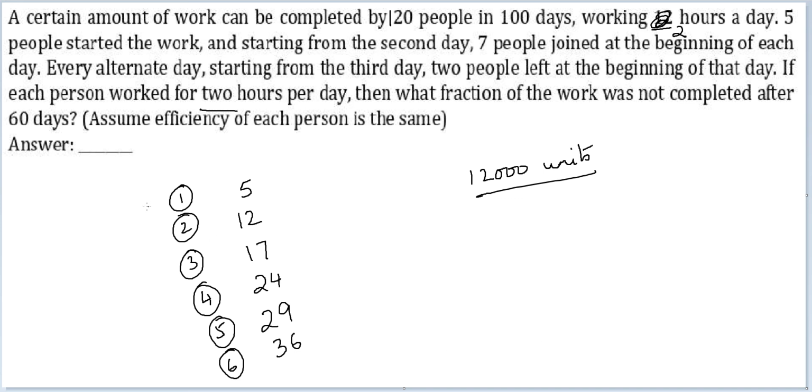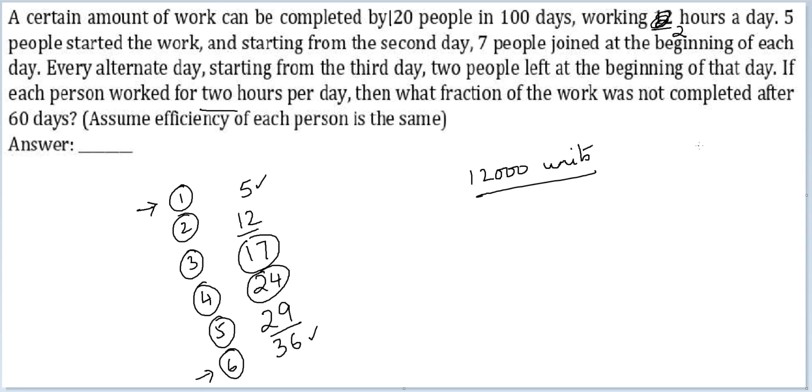Now what I want you to focus on is the first day and the last day. Can you see 5 plus 36 is the same as 12 plus 29 is the same as 17 plus 24? You are getting 3 groups. When you're looking at just the first 6 days, you are getting 3 groups of identical work done.